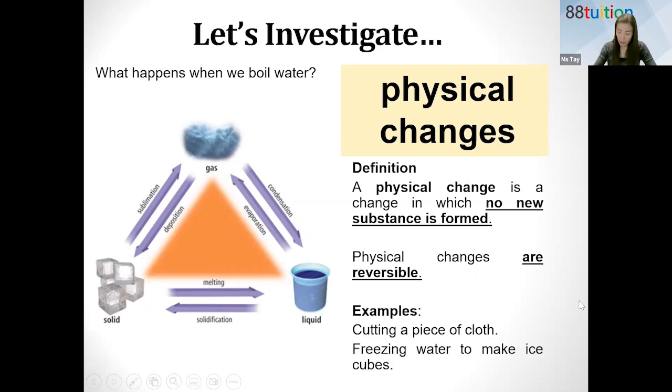Other examples include cutting a piece of cloth. After you cut the cloth, it is still cloth. It's not like it's changed to a new substance. Only the appearance changed, right? But it is still cloth. Freezing water to make ice, or tearing pieces of paper, it is still the same substance we are talking about. It doesn't change paper into something else.